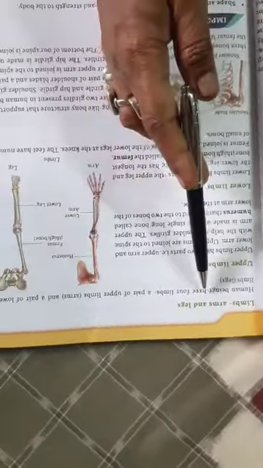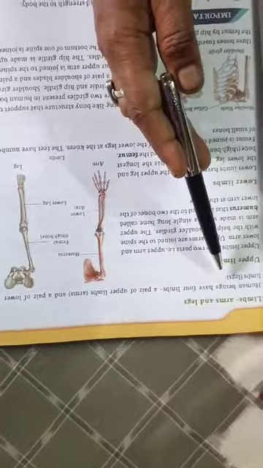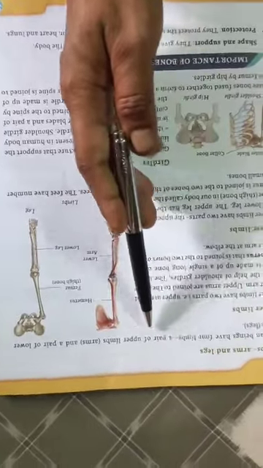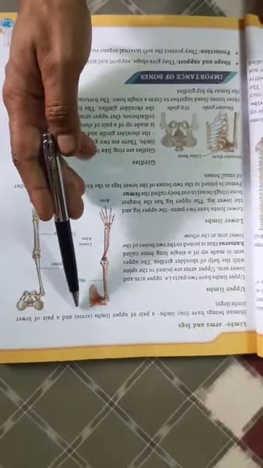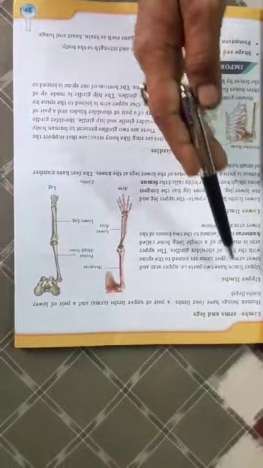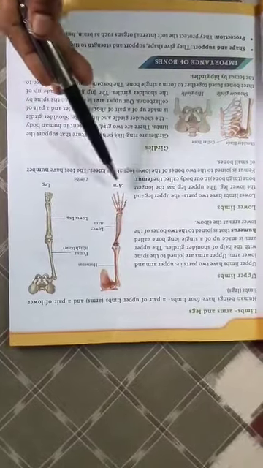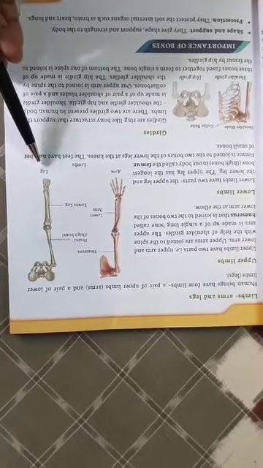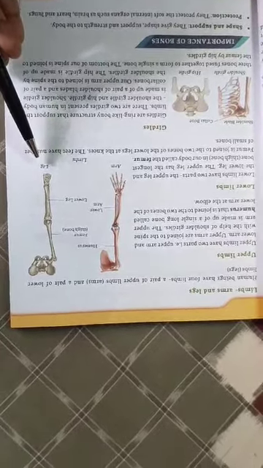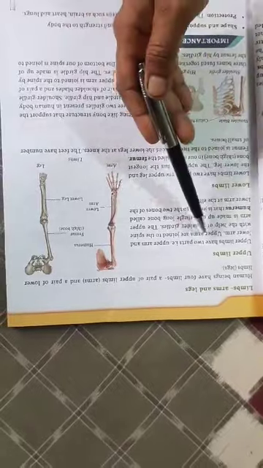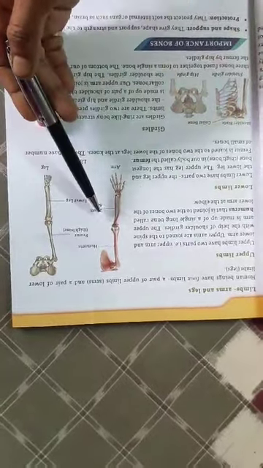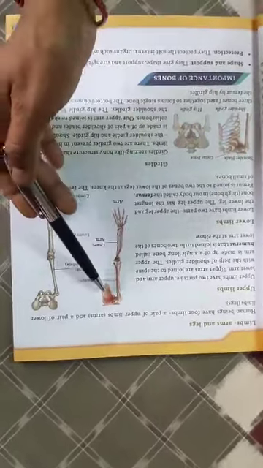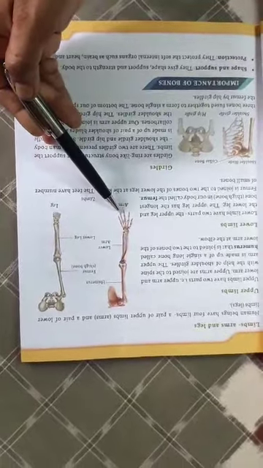Then come to limbs, means arms and legs. Human beings have 4 limbs, a pair of upper limbs, arms, and a pair of lower limbs, legs. This is the forelimb and this is the lower limb, means hind limb. Upper limbs have 2 parts, the upper arm and the lower arm.